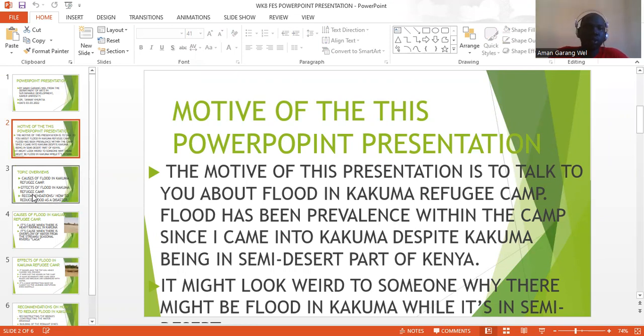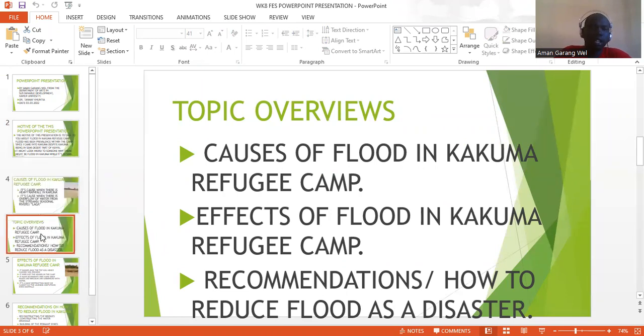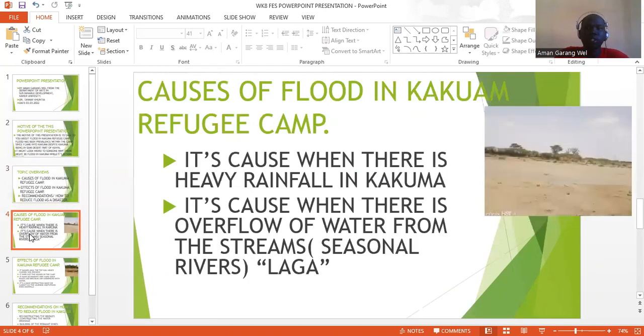Let's look into the topic overview. In the topic overview, we are going to discuss the causes of flood in Kakuma refugee camp, the effect of flood in Kakuma refugee camp, and recommendations on how to reduce the flood as a disaster in Kakuma. So these are what we are going to focus on.